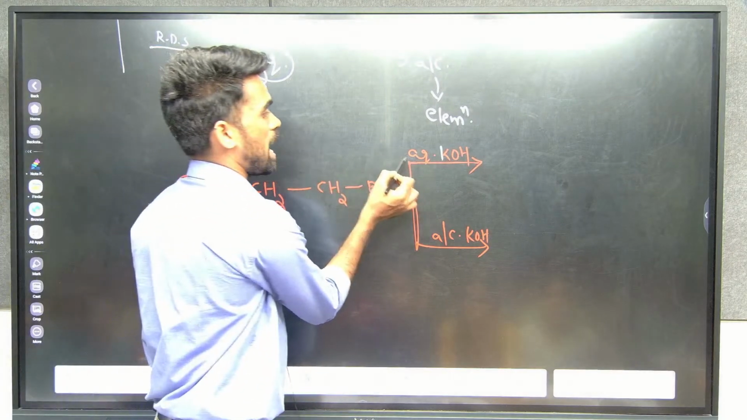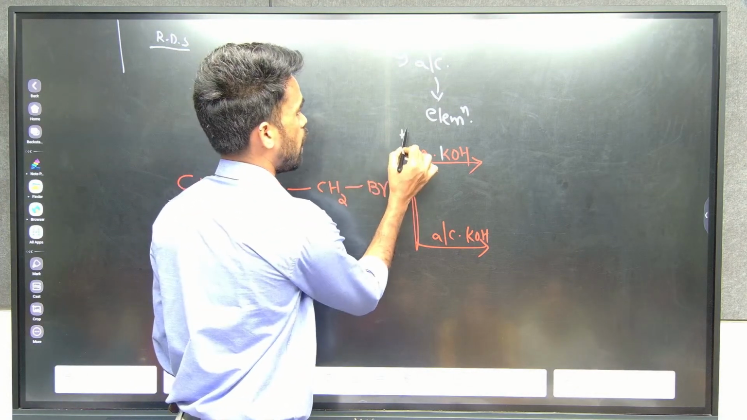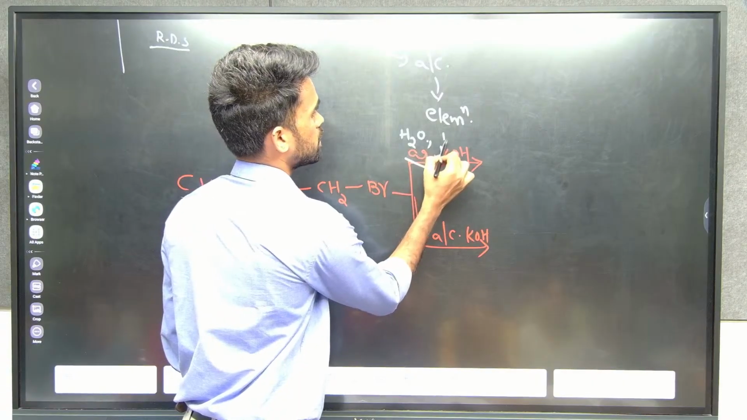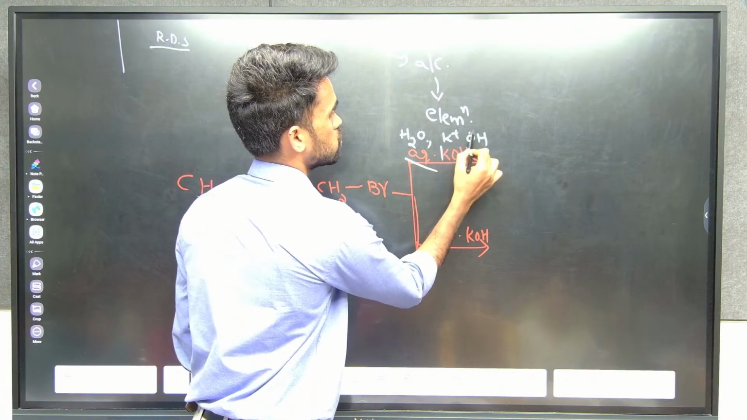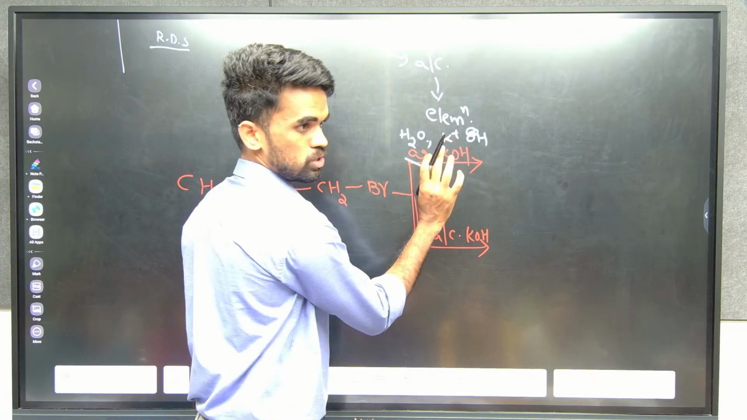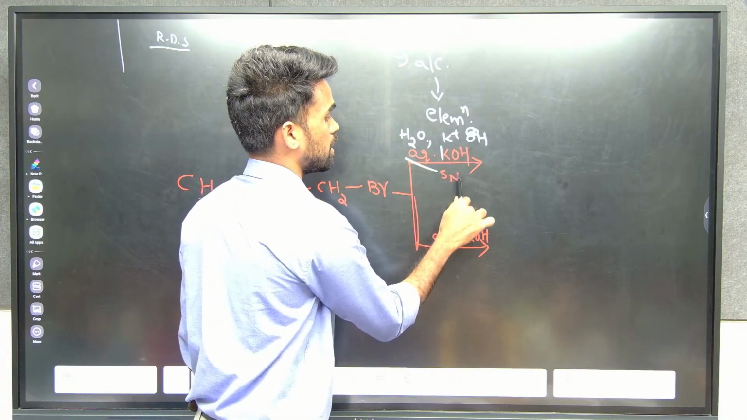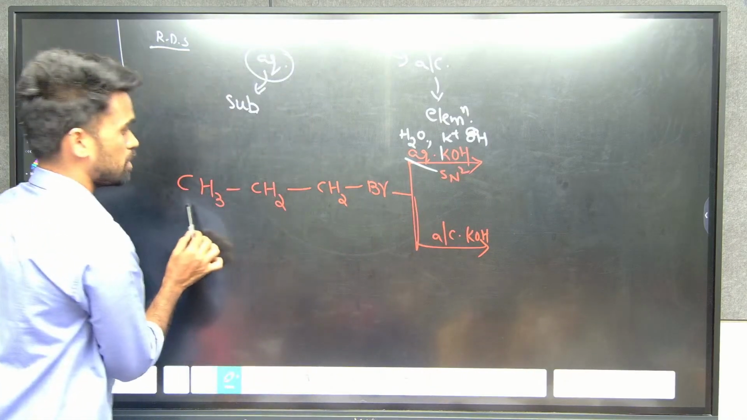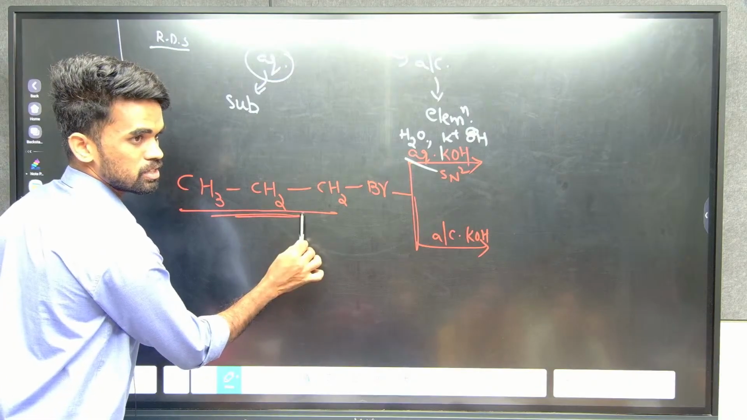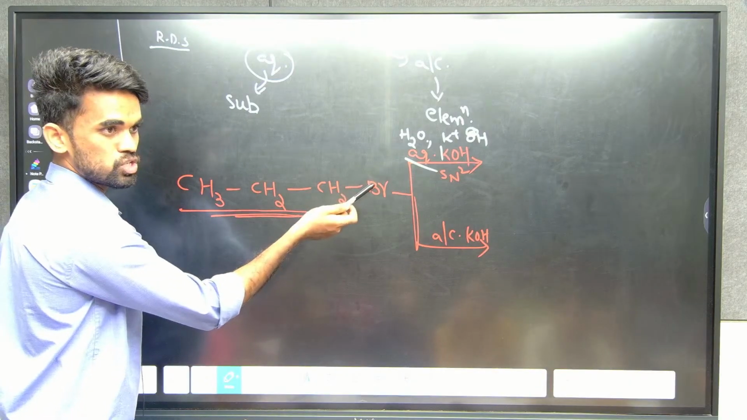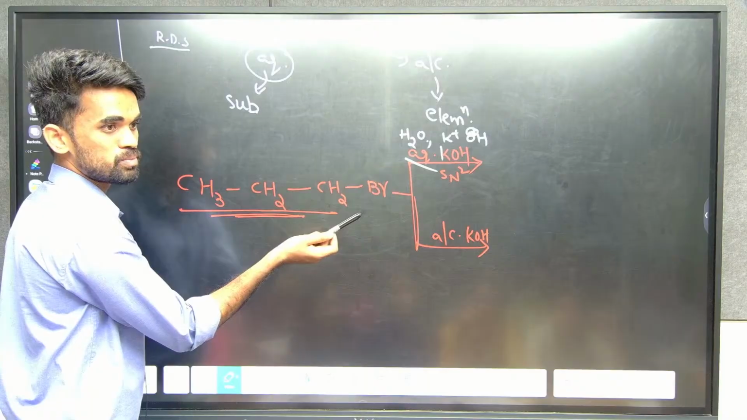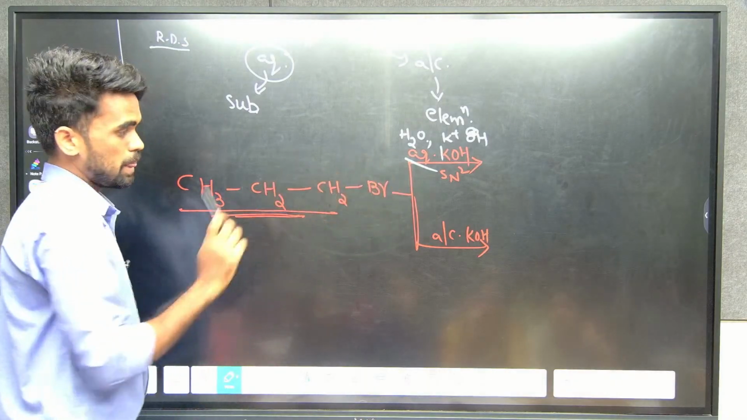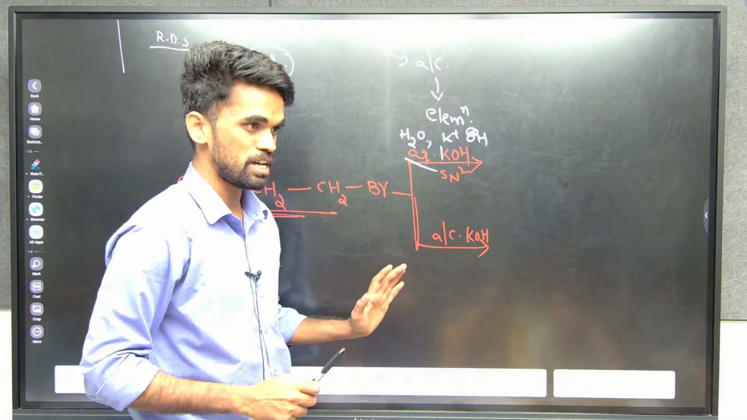Aqueous KOH means water only, no? So you have water molecules with K plus and OH minus. So what do you have here? OH minus only. Here it favors SN2 reaction. See, tell me, is this primary, secondary or tertiary? Primary. Definitely substitution. Primary means which substitution? That's it.